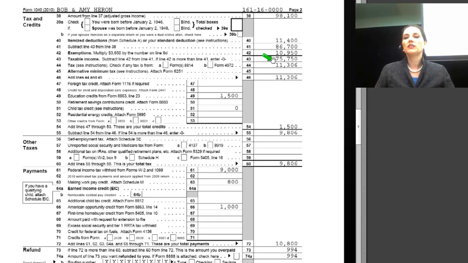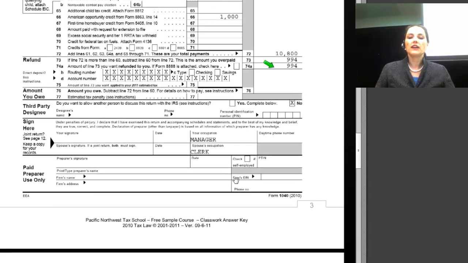We do another subtraction, and we get taxable income of $75,750. We go to the tax table and determine that the tax on that amount of income is $11,306. What is the credit that we get to claim? Well, the American Opportunity Credit is the credit we're claiming. Let's go figure that.